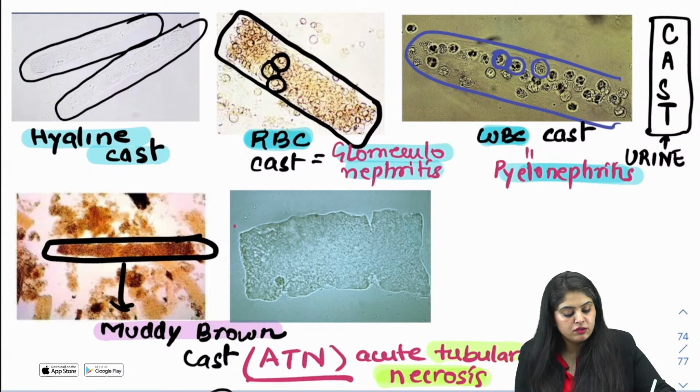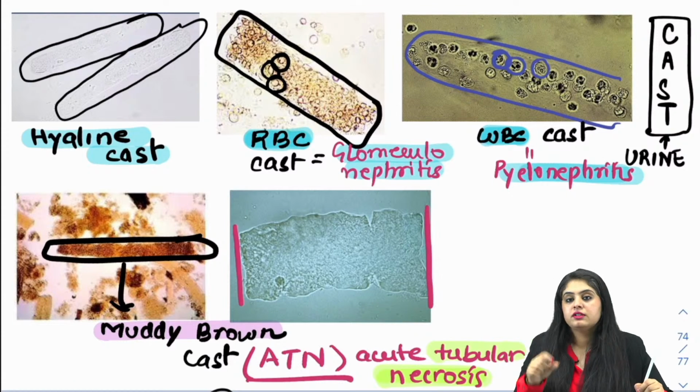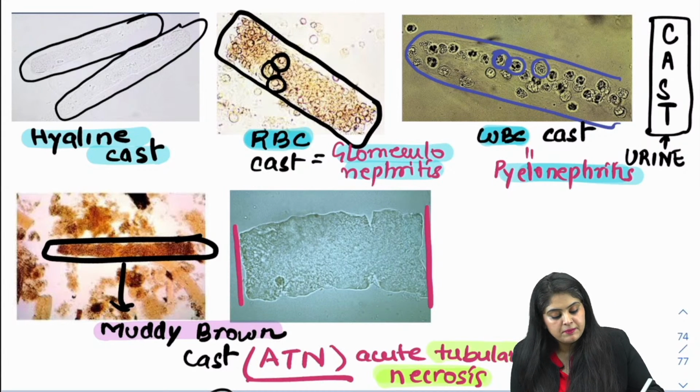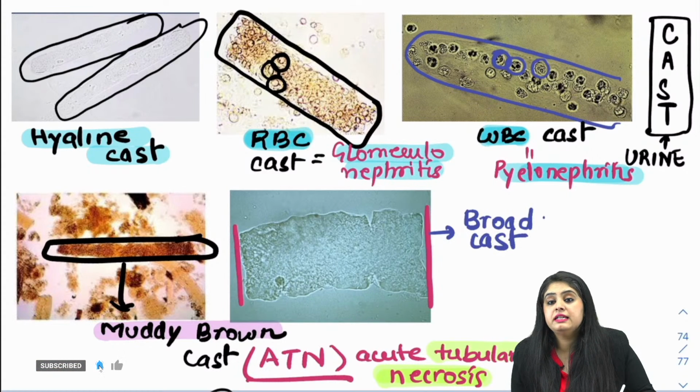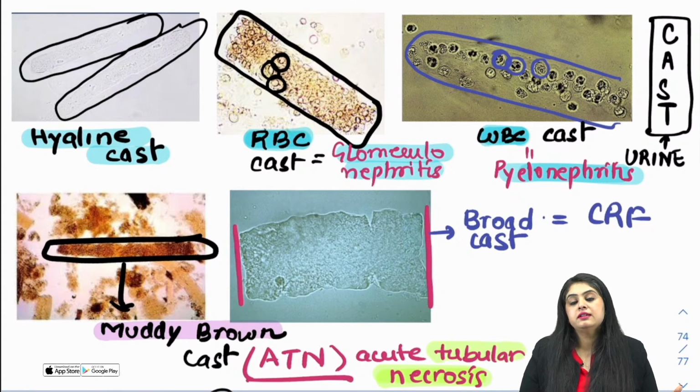Finally, the cast, look at this. So broad. Such a thick cast. That is going to be a broad cast, right? And broad cast is seen when the kidney has given up. It's a case of chronic renal failure, right?